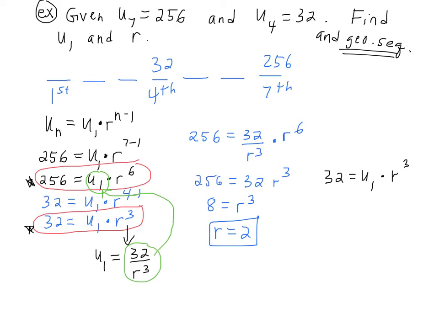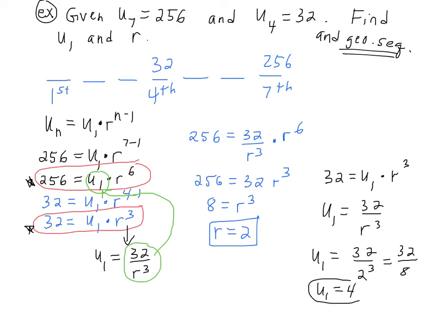Or you could have plugged into this one, 32 over r cubed, right? So either way, when we do this, plugging in a 2 for r, we get 32 over 8. So that means that my first term is 4. So if I were to back this up here, first term is 4.